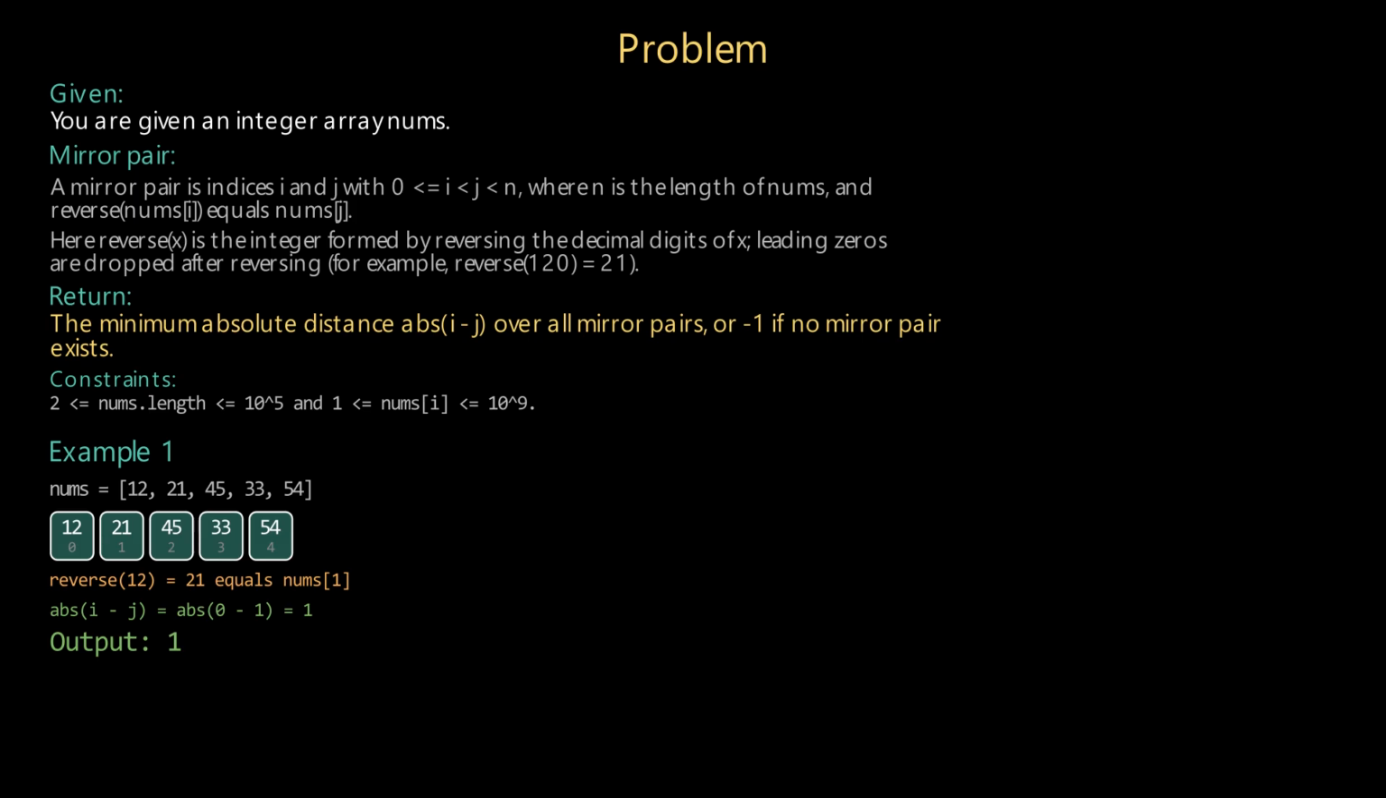Return the smallest absolute gap between indices among all mirror pairs, or -1 if there are none. Constraints: length between 2 and 10^5, each value between 1 and 10^9.